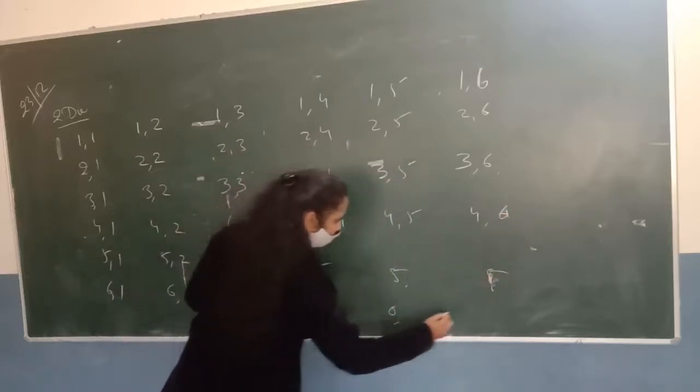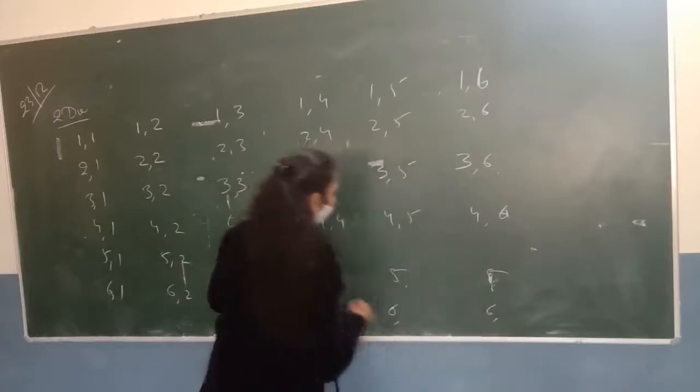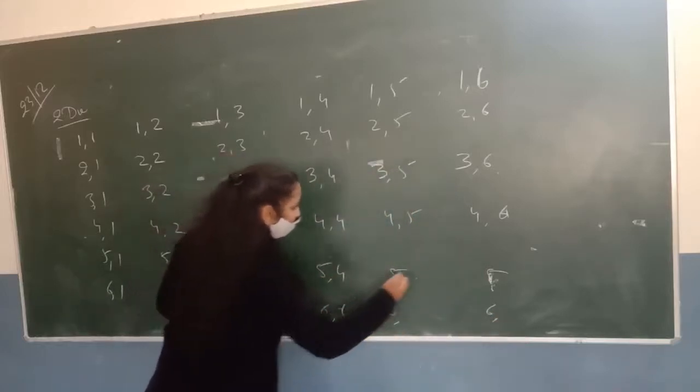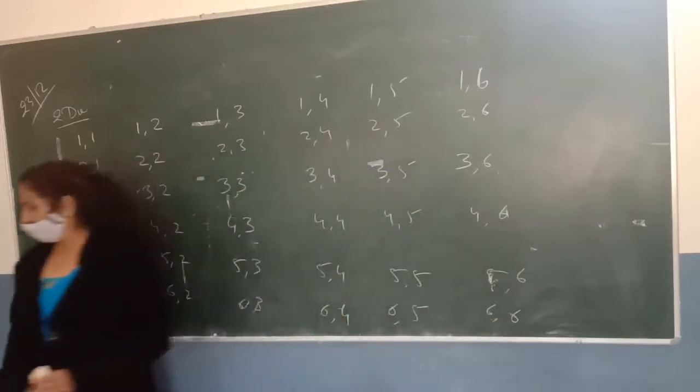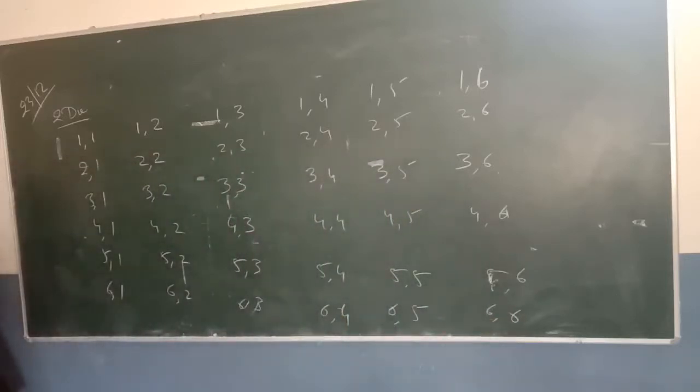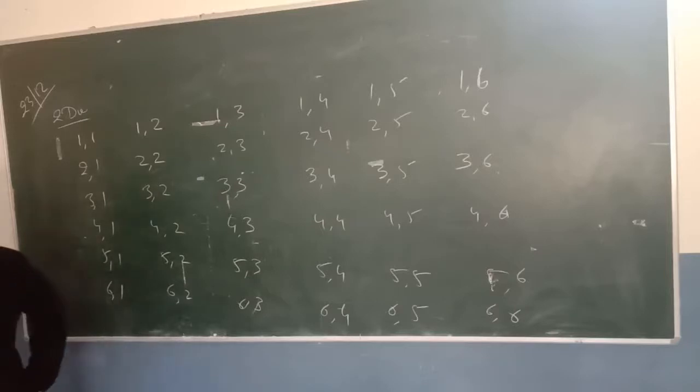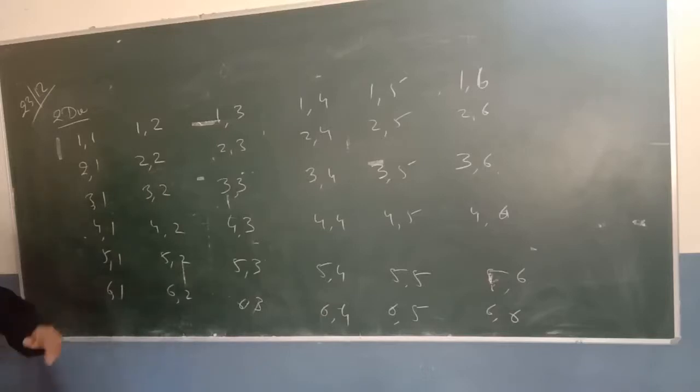So the total outcomes for 2 dice is 36. This is the whole chart for 2 dice. Have you prepared this chart? So may I ask you some questions? Okay.